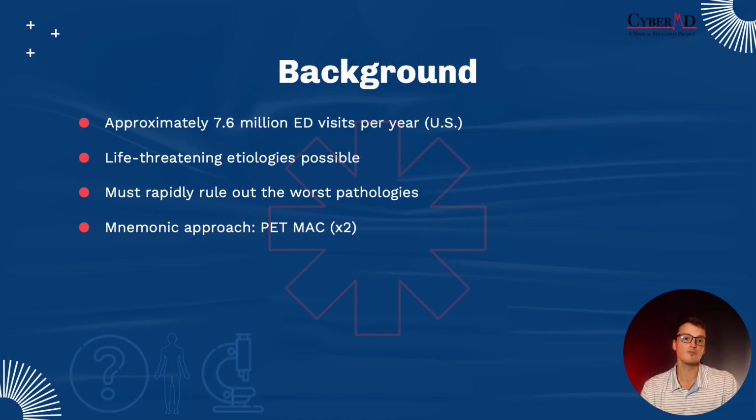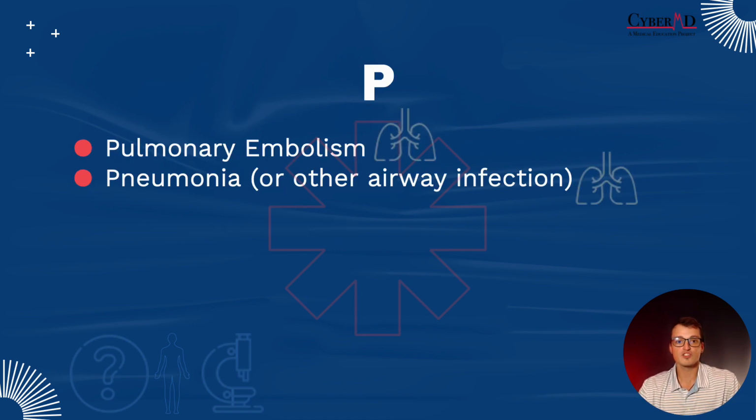We're going to be using a mnemonic approach to make sure we don't miss anything in our differential diagnosis, and we're going to be using the mnemonic PET-MAC. In almost all of these letters in the mnemonic, there's going to be 2 things. The exception is going to be the E, where there will only be 1 thing in the differential diagnosis. So let's dive right in. For P, you're going to be thinking about pulmonary embolism and pneumonia.